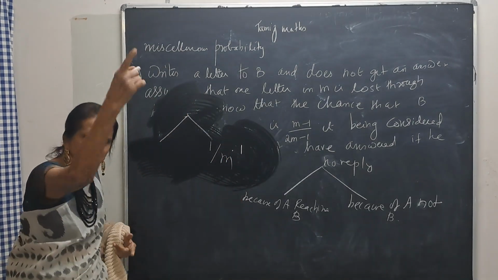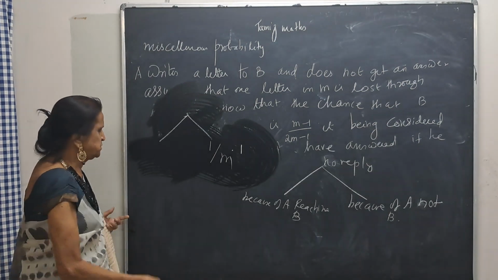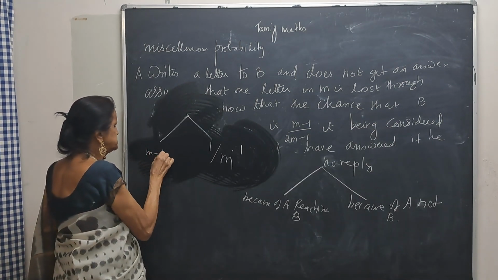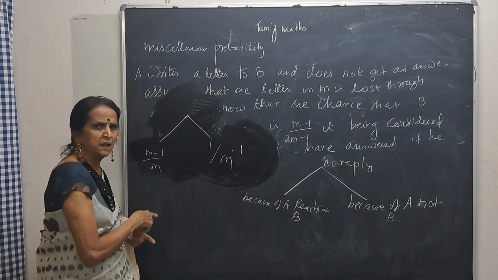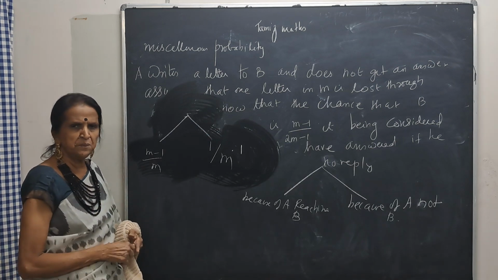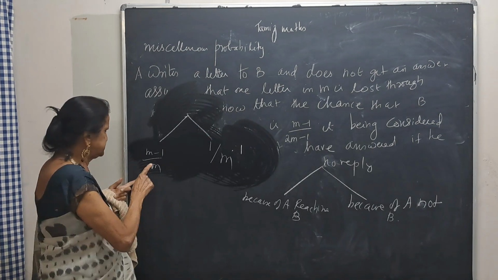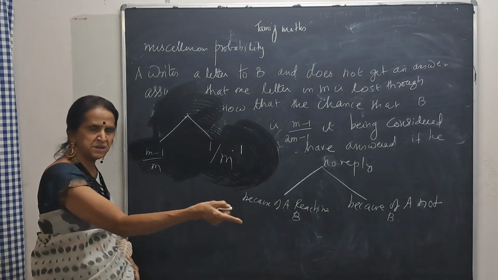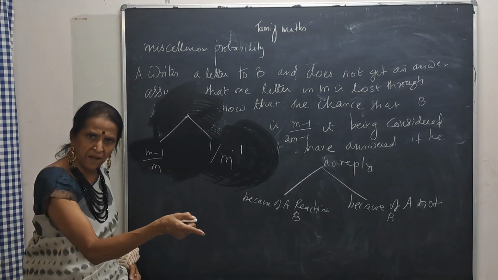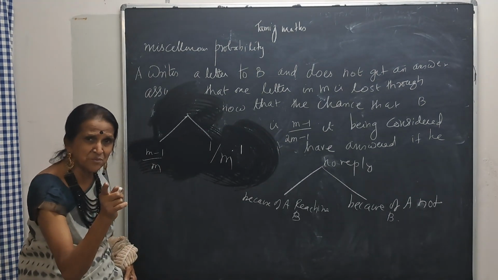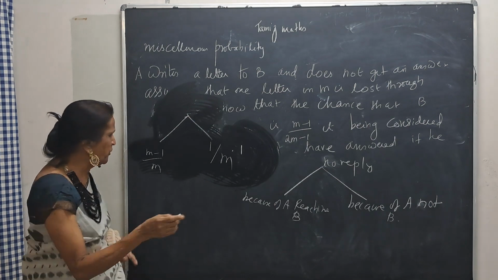A's letter has reached B. What's the probability to reach? (m minus 1) by m. How do you get it? Letter not reaching is 1 by m. So letter reaching will be 1 minus 1 by m. This is A's letter has reached B. B has replied, but his letter does not come to A. So it is lost in the post.